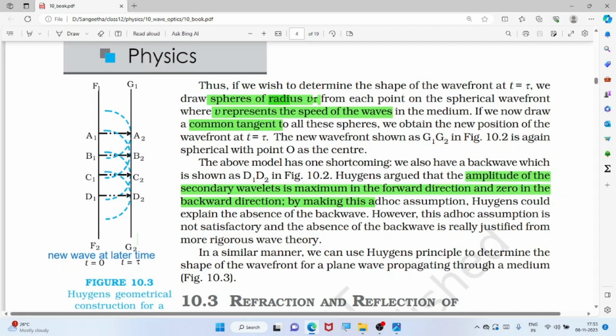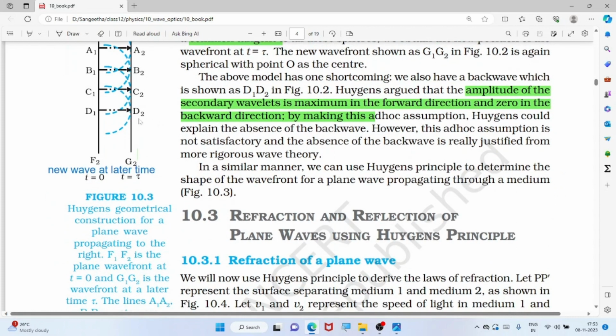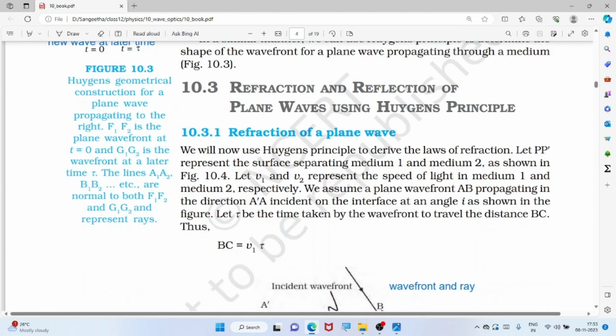Here v is the velocity of the wave and t is the time, after 1 second or 2 seconds like that. So what will be the new wave front? You have to draw spheres of this radius, then draw the common tangent to all these spheres. This is important. Then you will get the new wave front. So it is moving in the forward direction only, and not in the backward direction. That is important. These wave fronts move in the forward direction only.